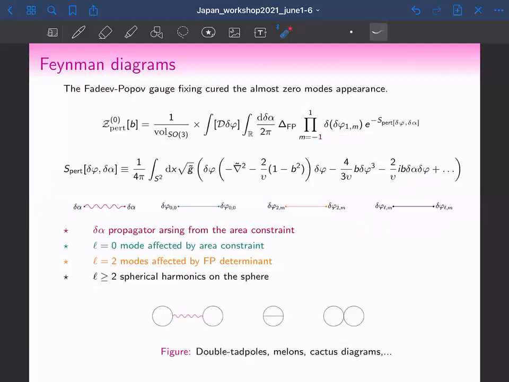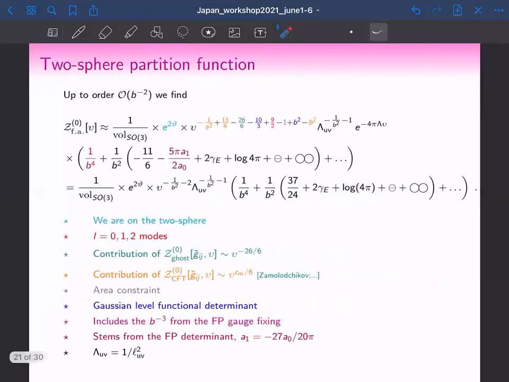And what we're going to end up with then is that we have to study Feynman diagrams on the 2-sphere. And some of the diagrams that we are going to encounter are the following kind of diagrams. So there are these double tadpoles and melons and some cactus diagrams and many others. Very good. So what we are going to end up with, at least up to 2-loop, if you study all 2-loop contributions on the 2-sphere, is the following quantity.